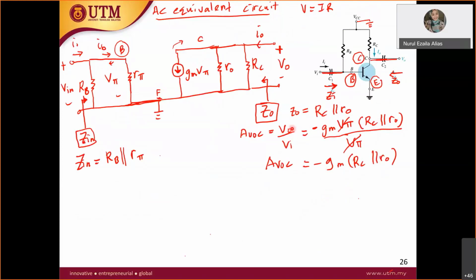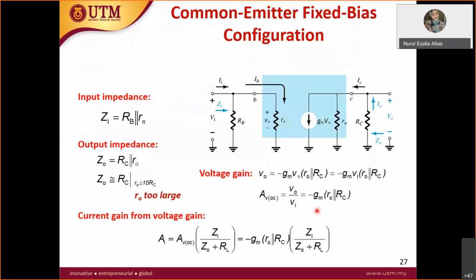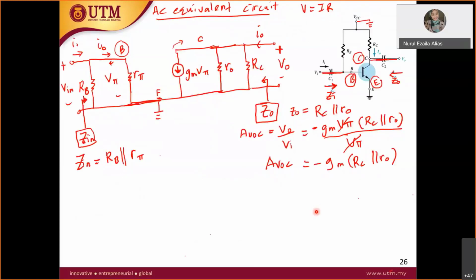So this is how the equation in the textbook and this slide comes from this derivation. You have to go one by one: what is V out and what is V in, and you have to cancel out the V pi. Finally, you have simplified the equation to negative gm RC parallel r naught, which is similar to this one.